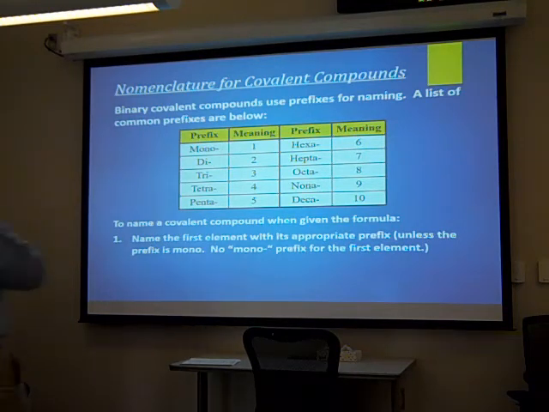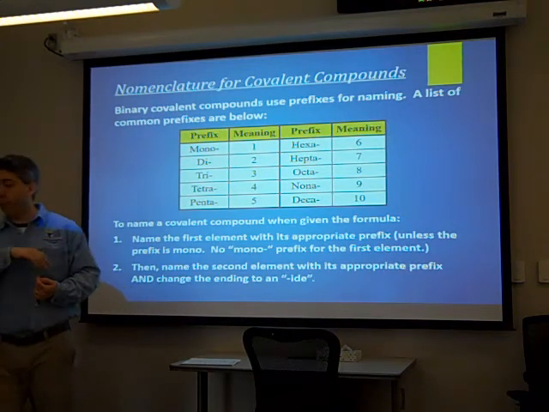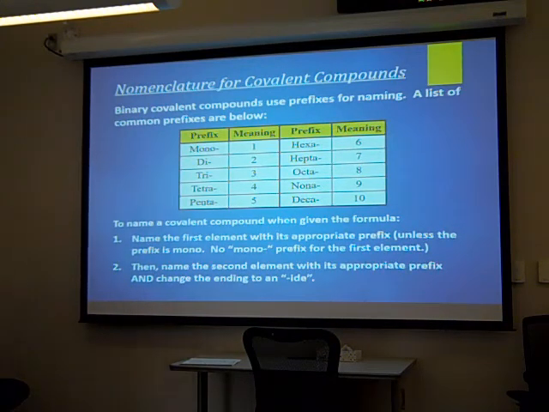Now, the second consideration, you name the second element with the appropriate prefix, but you also have to change the ending to IDE. So, I wouldn't put a mono in front of the nitrogen, but I would put a mono in front of oxygen. So this would be nitrogen monoxide. And this would be nitrogen dioxide. I changed the ending to IDE. This would be dinitrogen monoxide, and this would be dinitrogen tetraoxide.